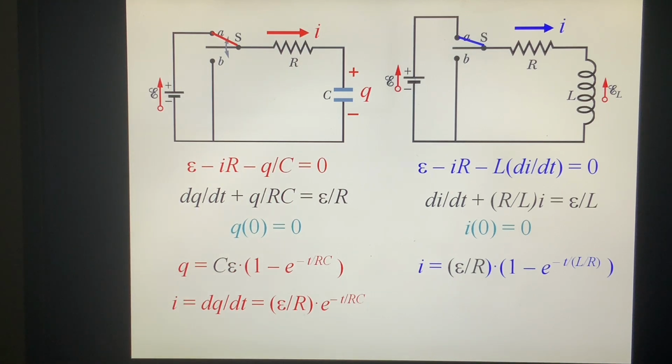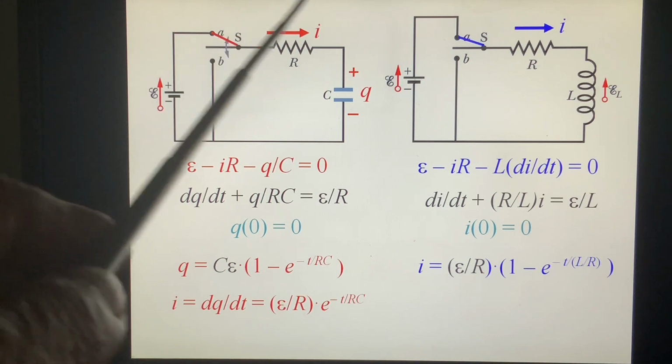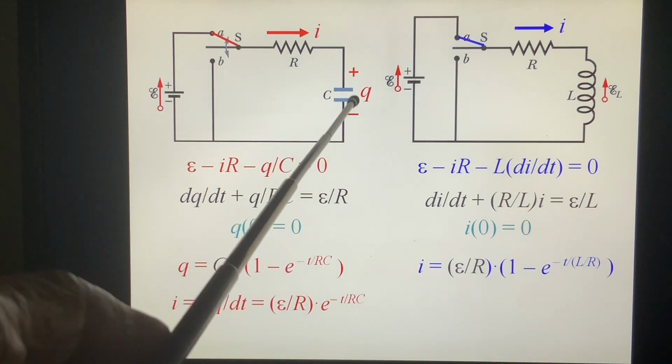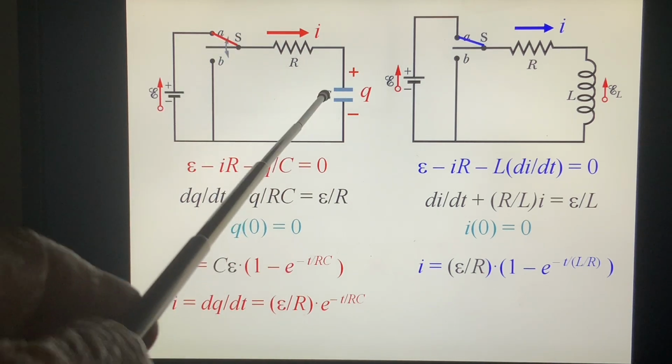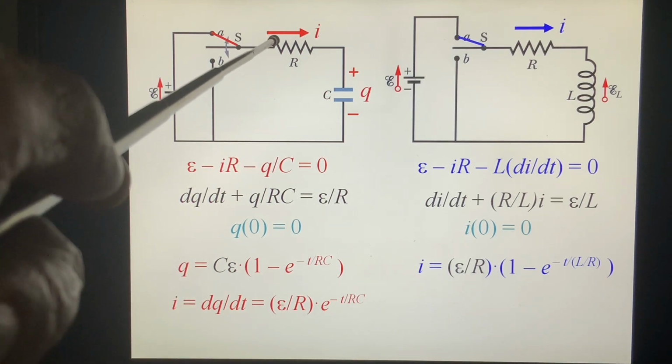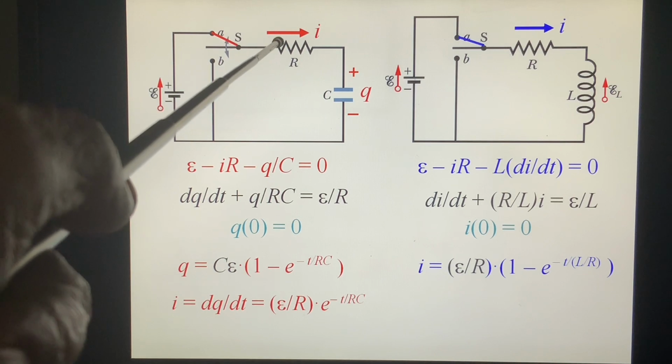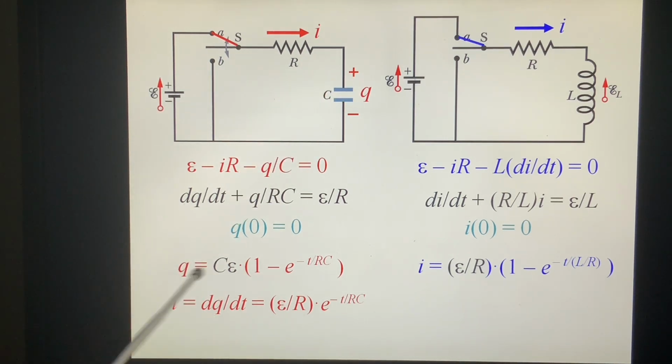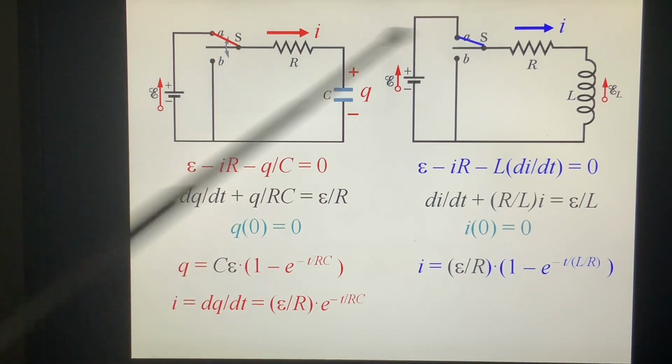That's the situation for the capacitor we have learned. Okay. At the beginning, I is very large, Q is 0. And then with the charge, the I gets smaller and smaller, finally I equals 0. And the charge is the maximum, C epsilon. Look at this one.